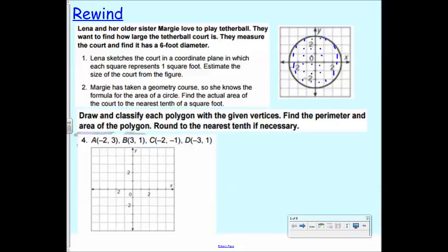All right, so with number 4, how else could you find the area besides the way that you guys did it, where you made the outside shape and subtracted the triangles? You could use the distance formula.